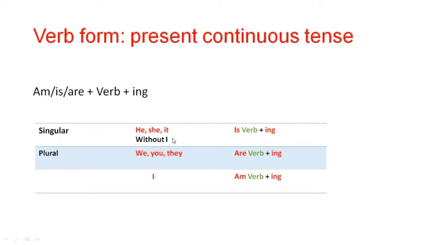And one exception here also is I. For plural pronouns, that is we, you, they, for a plural subject you have to add are. In front of the verb you have to write are, and then verb plus ing. And for I, what do you have to write? Am. For I you have to write am in front of the verb. After that you have to write the verb, and add ing after that verb.